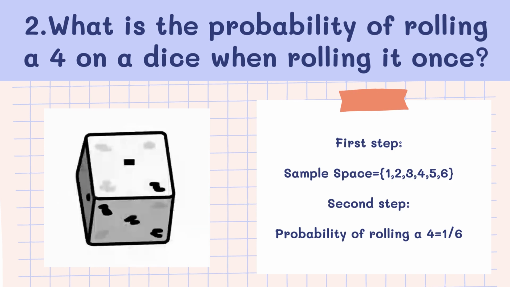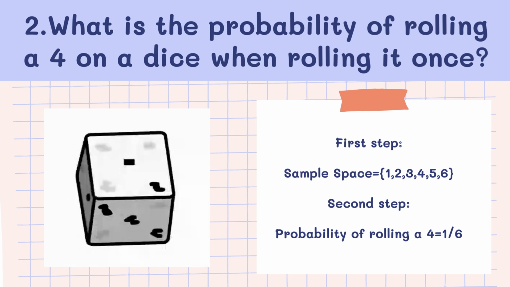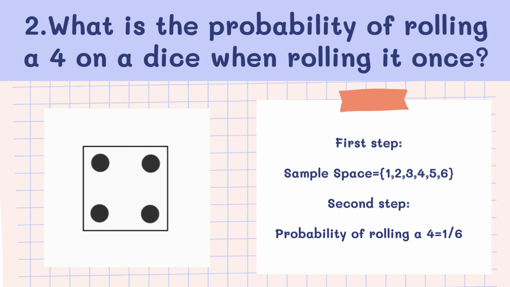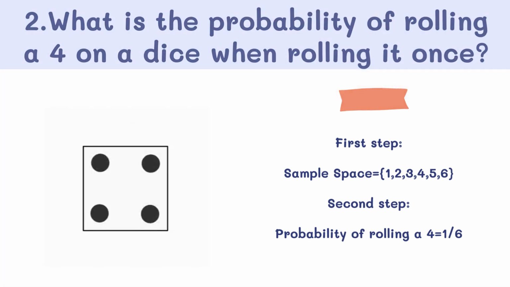The second step is the probability of 4. There's only one time we can land on a 4 when rolling a dice, so the first number is going to be 1. The second number in the fraction is going to be 6 because that's the whole total outcome. So the answer is 1 over 6.